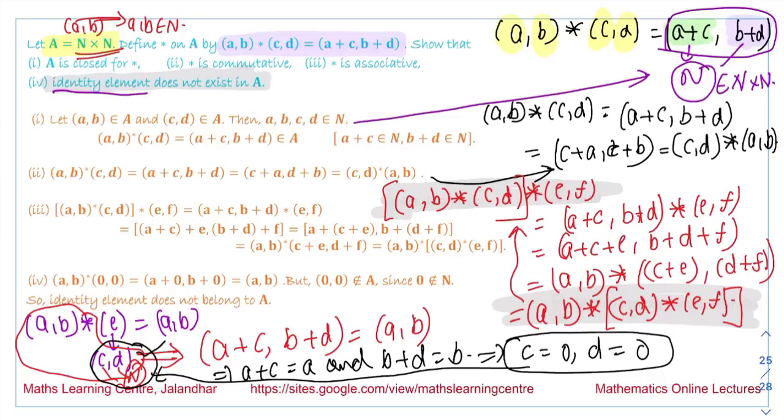So we are saying that we cannot find the identity; there does not exist any element for which A comma B star that element is equal to A comma B.